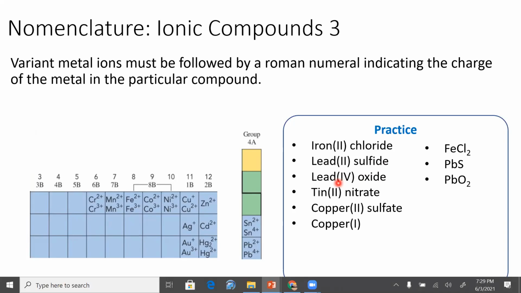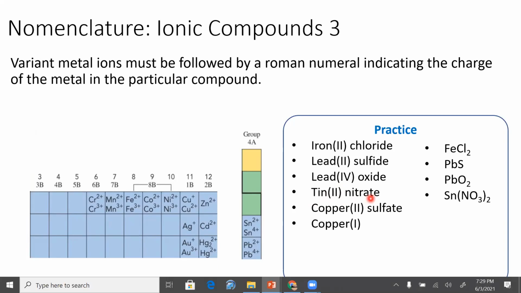Tin 2 nitrate. So now we're combining 2 things together. This is a variant metal ion. Tin is Sn, and it tells us what the charge is. This is polyatomic. Nitrate is NO3 -1, if you don't want to look back a couple of slides. NO3 -1.